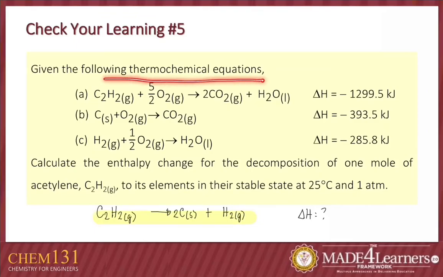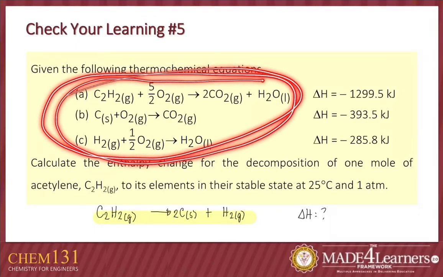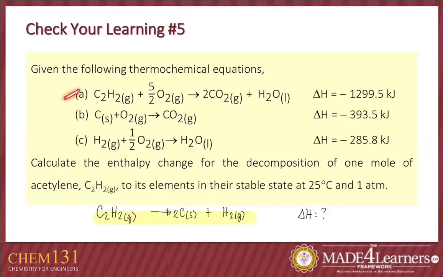So anhin na sa tabase sa atong given nga 3 thermochemical nga equations. So in equation A, we have acetylene here on the left side. So let's highlight that, which is also here on the left side of the target nga equation. Alright? So in equation B, we have carbon here. But in our target nga equation, si carbon kay naa sa products nga side, unya 2 ang iyang coefficient.